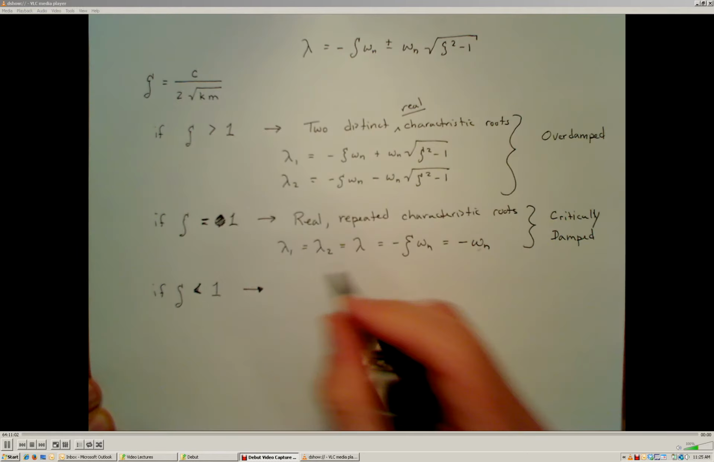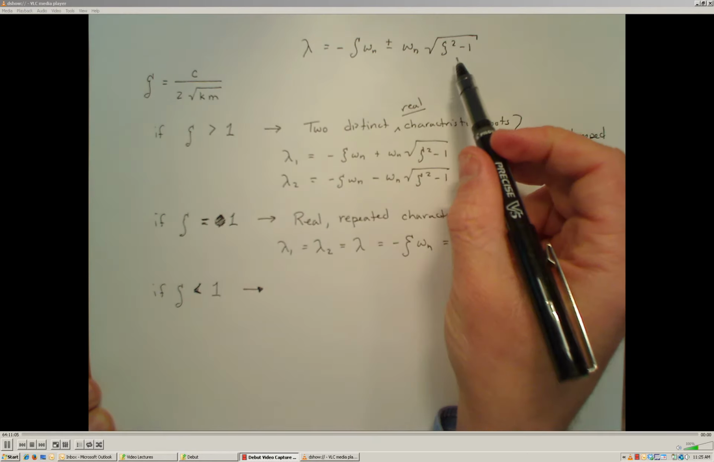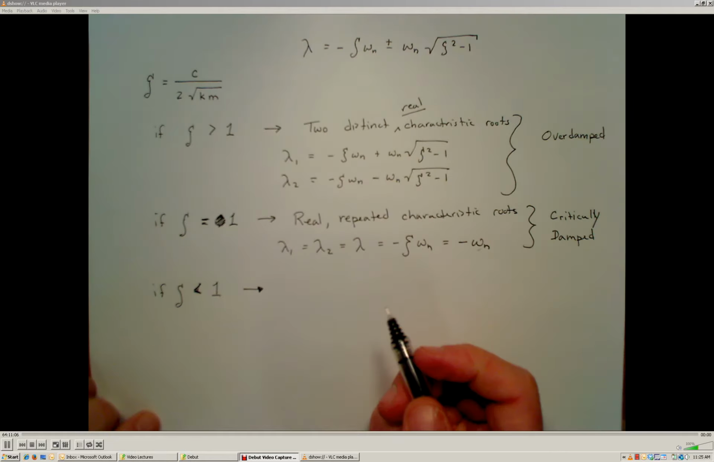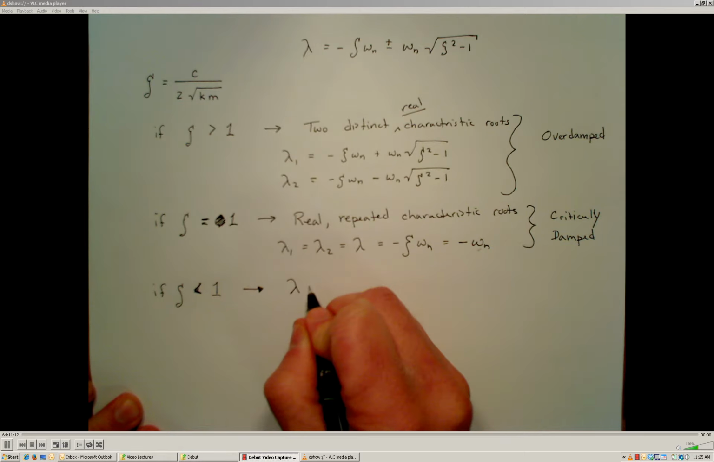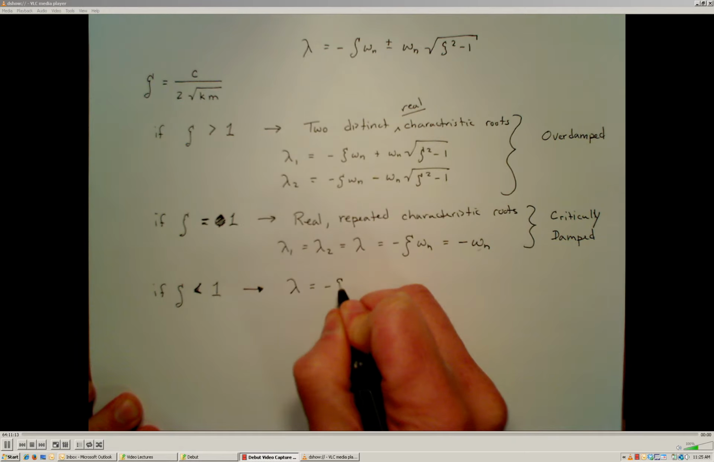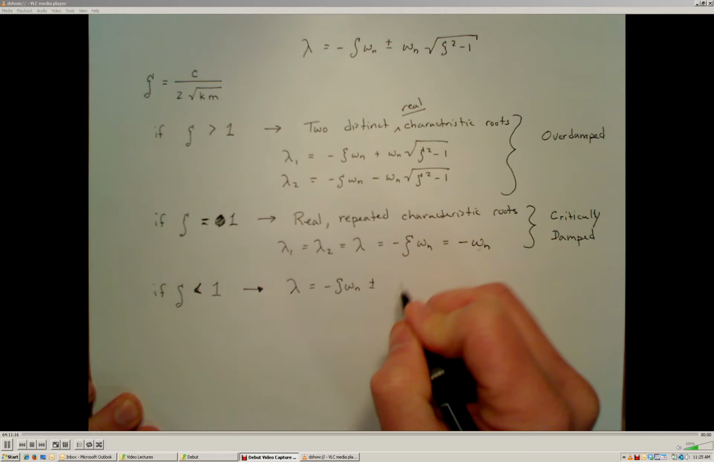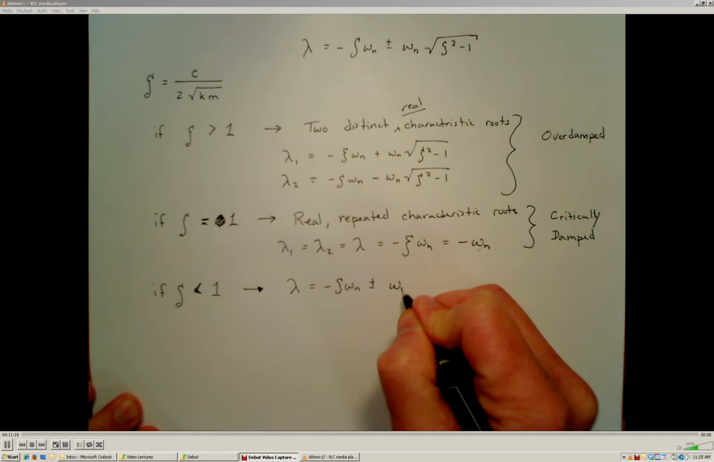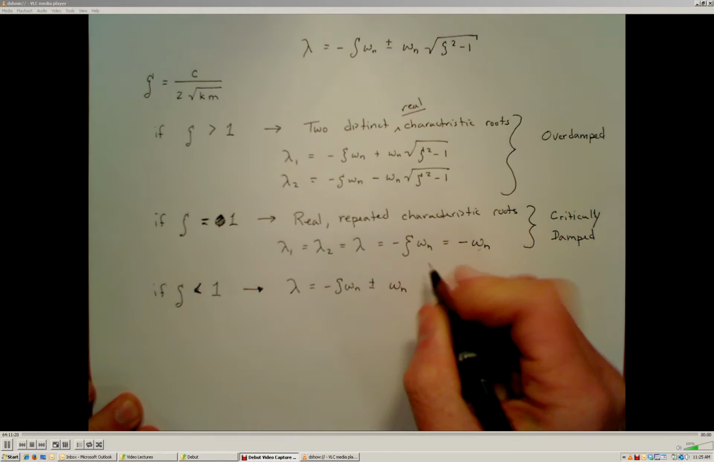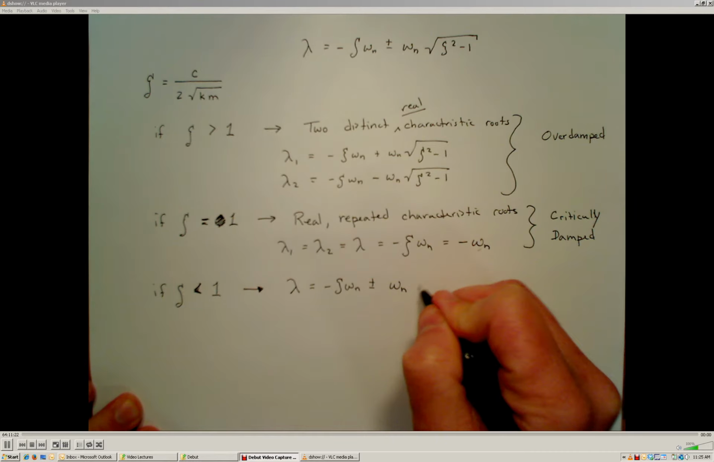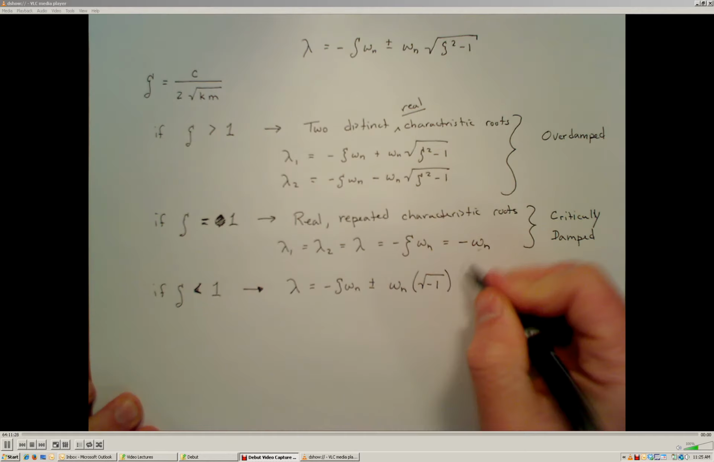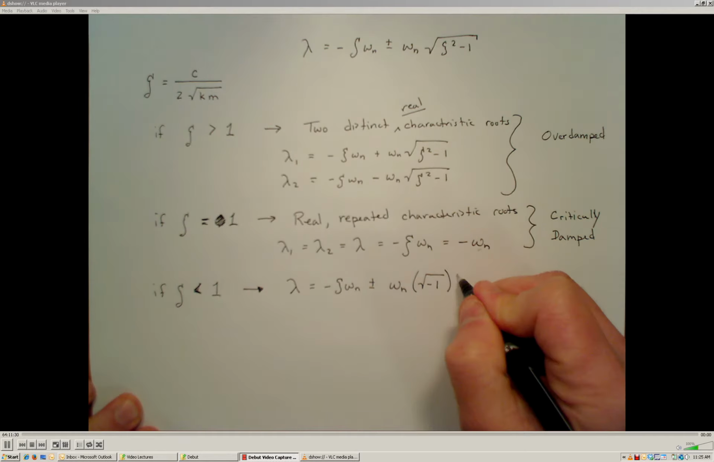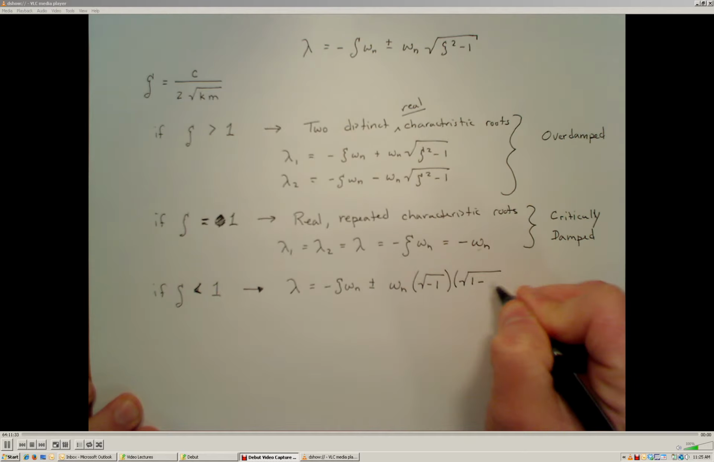All right, so what I'm going to do is slightly rearrange this. I'm going to say that our characteristic root is equal to negative squiggle omega n plus or minus, now I'm going to take the natural frequency and also multiply it by the square root of negative 1. So I'm going to pull that negative 1 out, and then multiply it by the square root of 1 minus the damping ratio squared.